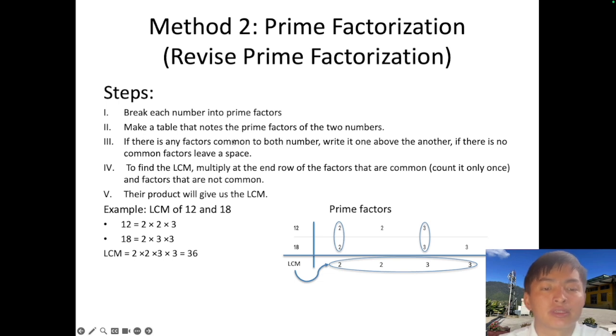Then make a table that notes the prime factors of the two numbers. In this table, the factors of 12 are 2, 2 and 3, and the factors of 18 are 2, 3 and 3. Now you notice there is some space here. That is because if there are any common factors to both numbers, write them one above another. If there are no common factors, leave a space. Since 18 does not have any other 2 as a prime factor, I just left a space. And similarly here, 12 does not have any extra 3 as its factor, so there is a space here.